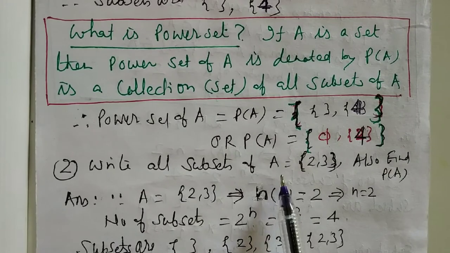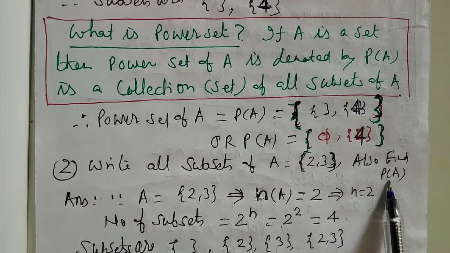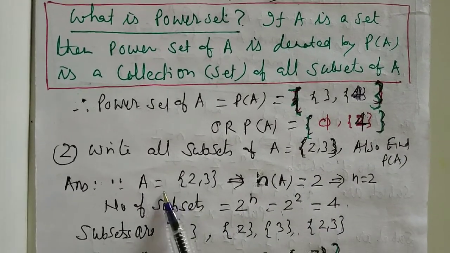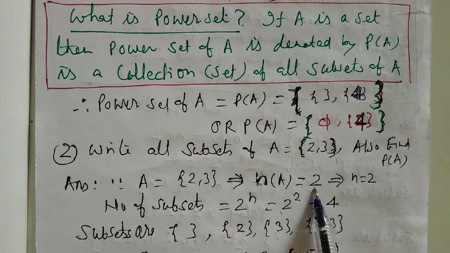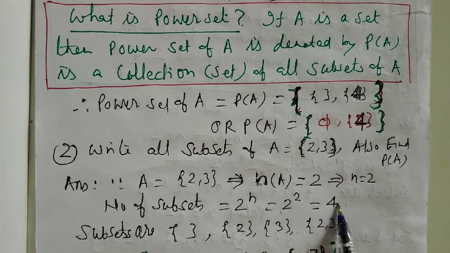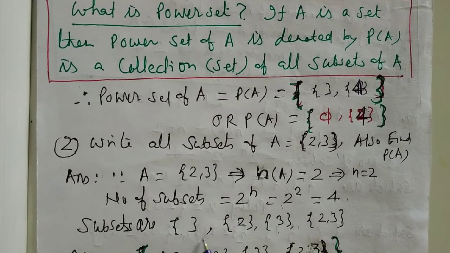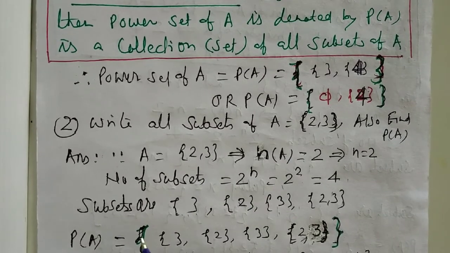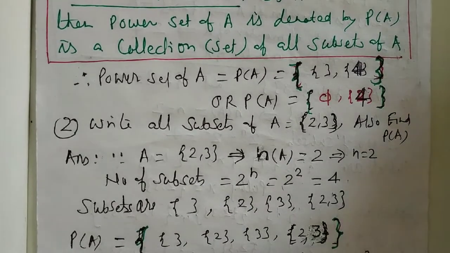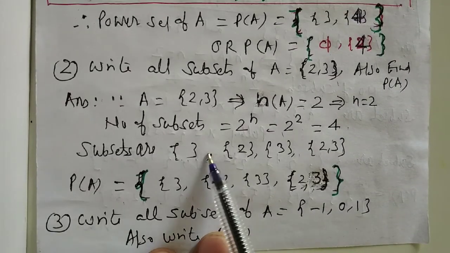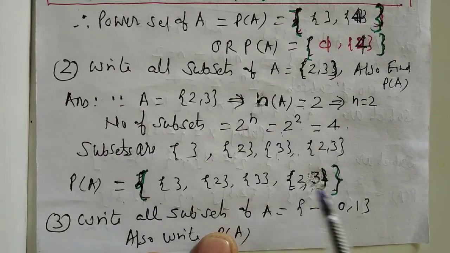Write all the subsets of {2, 3}. Also find P(A). A is equal to {2, 3}, so n of A is equal to 2, so n is equal to 2. So the number of subsets is 2 to the power n, this is 4. Subsets are 4 subsets, you have to write blank, 2, 3, and {2, 3} itself. So in the power set, I have kept all 4 sets inside a big bracket, again a curly bracket.